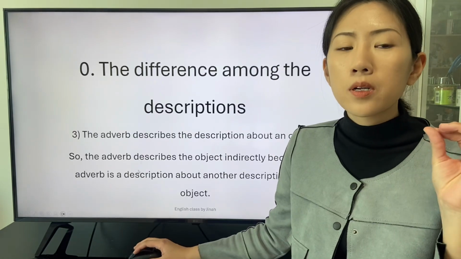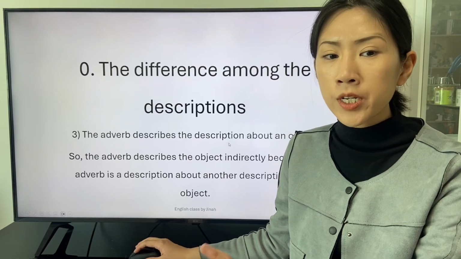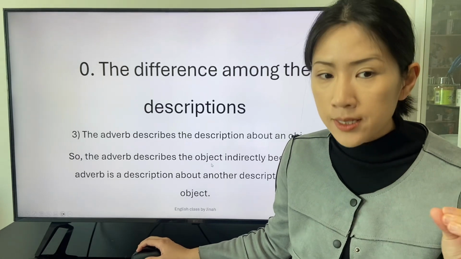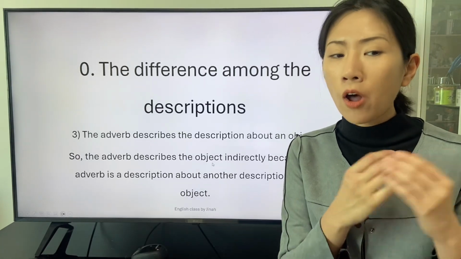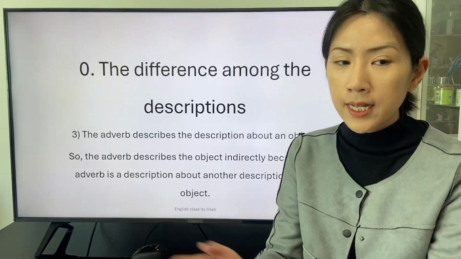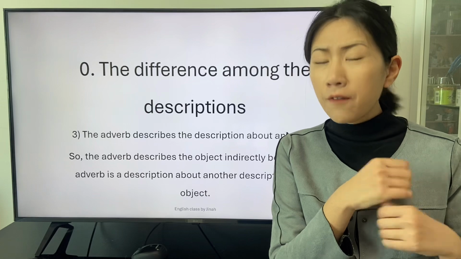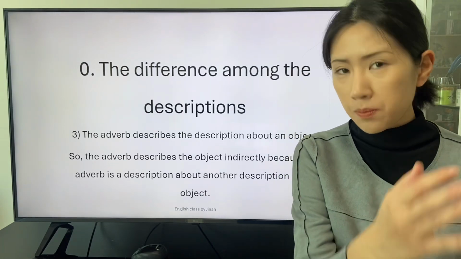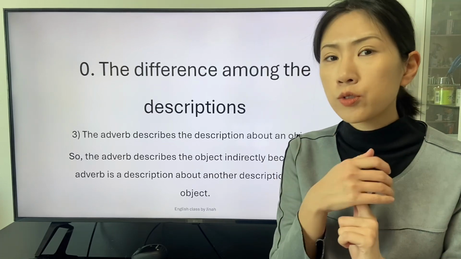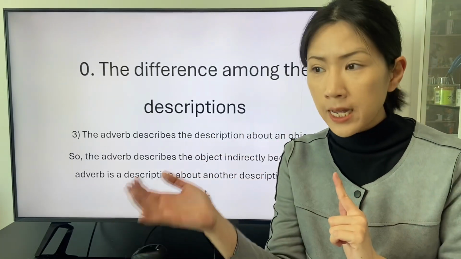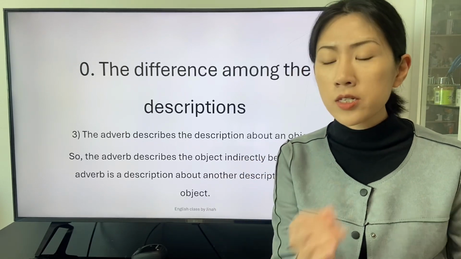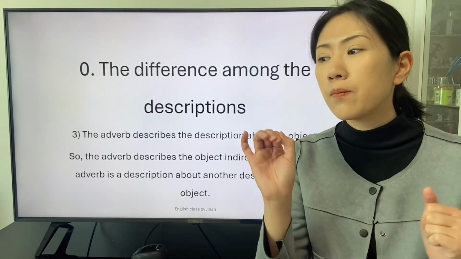The adverb describes the description about an object. So the adverb describes the object indirectly because the adverb is a description about another description of the object. This means that a verb to describe a subject and an adjective to describe a subject or an object can be described by an adverb because an adverb describes the description.